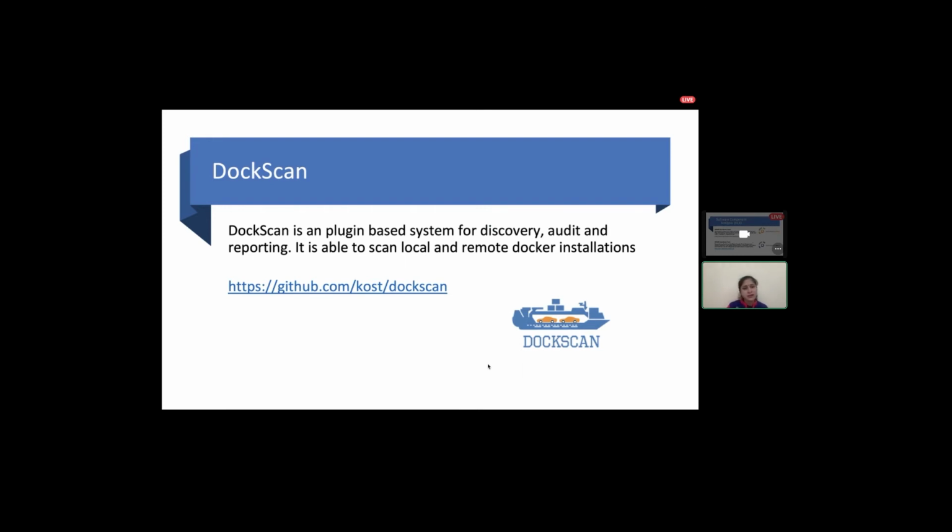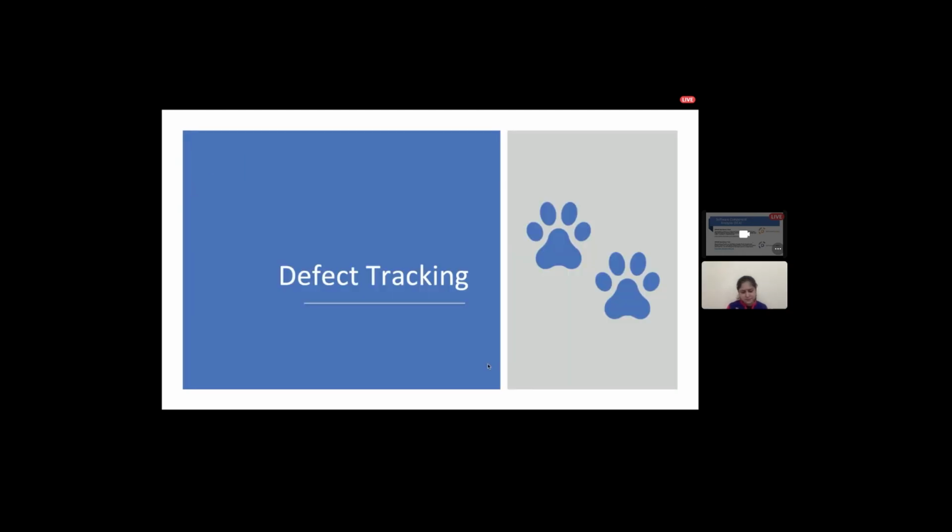So DocScan is a plugin based system for discovery, audit, and reporting the vulnerabilities in Docker installations. That's one other important aspect when we are talking about open source. And then when we have done all of that, we don't look at the important aspect of defect tracking. Like we've found bugs in threat modeling, found bugs in application testing, source code review, everywhere.